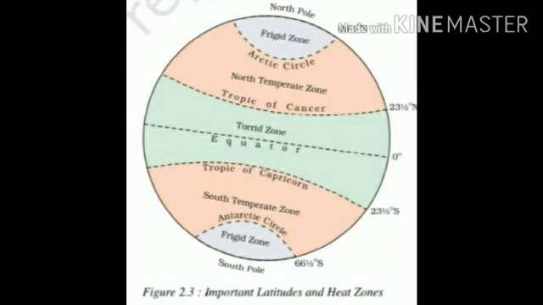You can even see Tropic of Cancer 23.5 degree north. You can see 0 degree equator. You can see Tropic of Capricorn 23.5 degree south. You can see Antarctic Circle 66.5 degree south. Arctic Circle 66.5 degree north. So you can see all these parallels of latitudes, and they are always depicted with degrees.